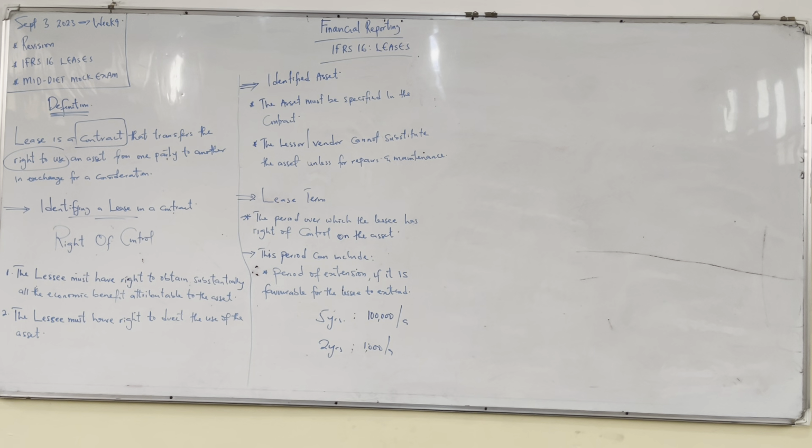You identify a lease firstly by knowing that the lessee has right of control. When the lessee has right of control, it means that he's the only one using the asset, resulting in where he obtains substantially all the economic benefit attributable to the asset. All, everything. The second one is he must have right to direct the use of the asset, meaning the use must not be restricted. He must be the one dictating the use. You find out that in most contracts, they will have identified what you can use it for. So what we are saying is don't come back and restrict it. The guy should be able to make decisions about the use.